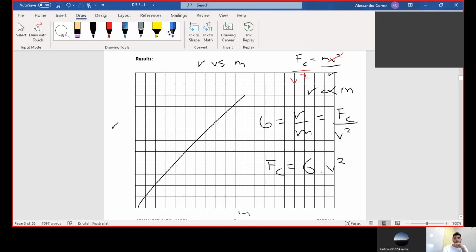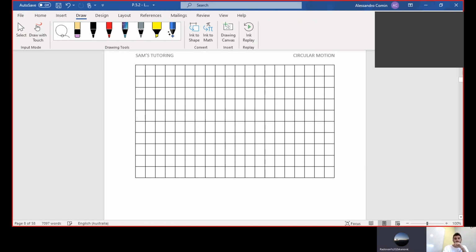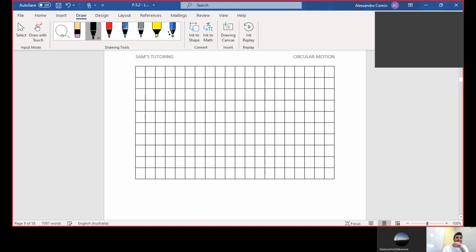Okay, so for the second one, we're going to do another one, obviously. Just give me a random one. Give me 2 random things to draw a graph with, and I'll do it and show you. I don't know, V and R. Okay, so it's going to be v squared versus r. Yeah, V squared versus R.